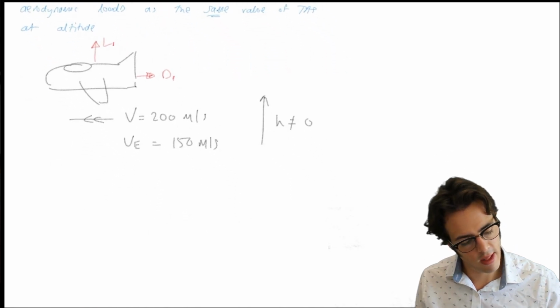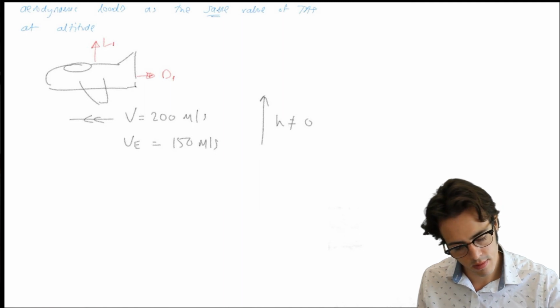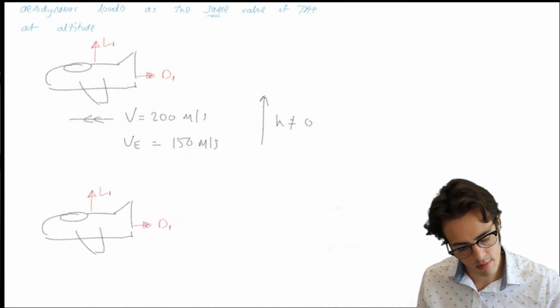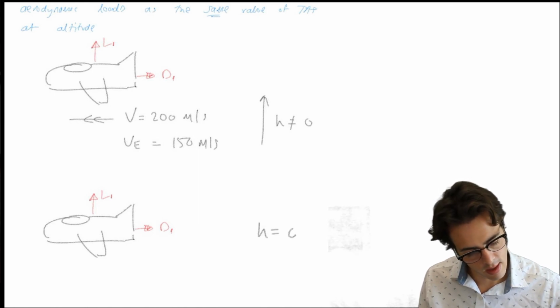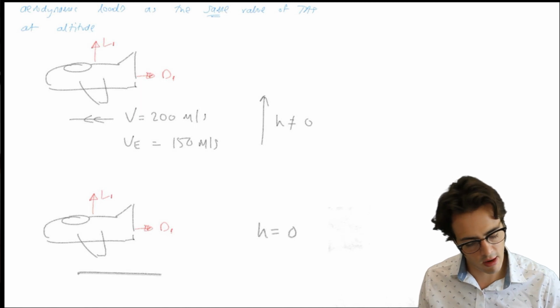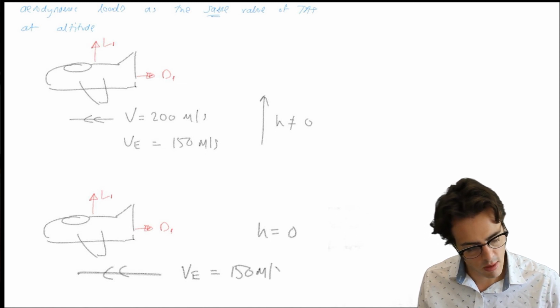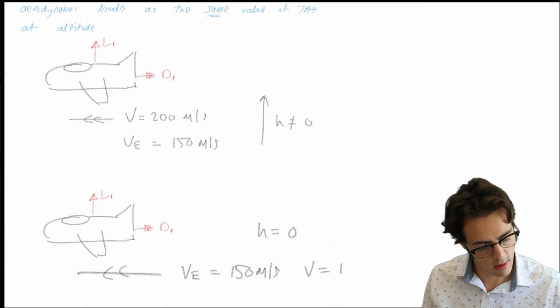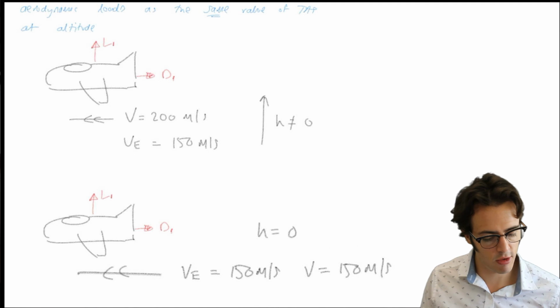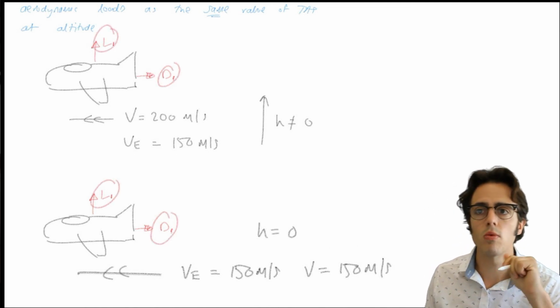If we took this aircraft and then flew it down at sea level, so now at H equal to 0, and this aircraft is flying at the same equivalent airspeed of 150 meters per second. Because we're at sea level, that means that we've got our true airspeed of 150 meters per second. These values would be equal.